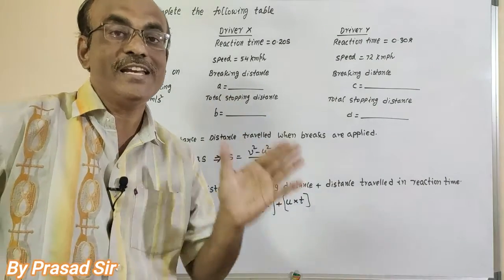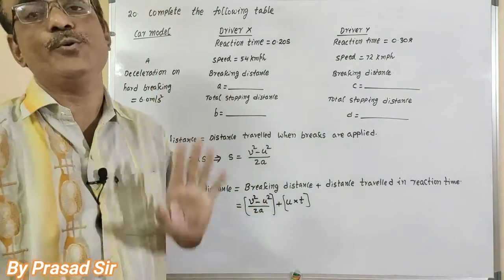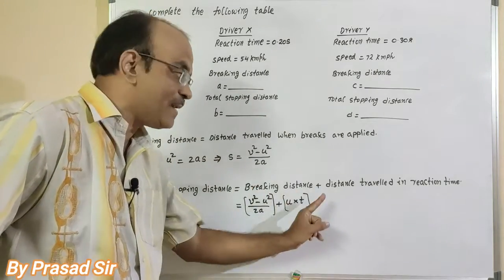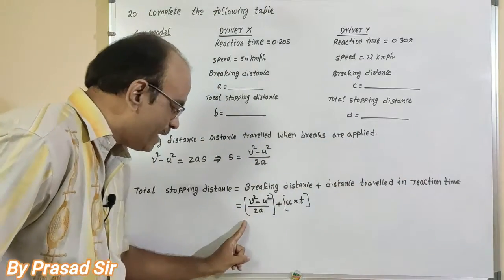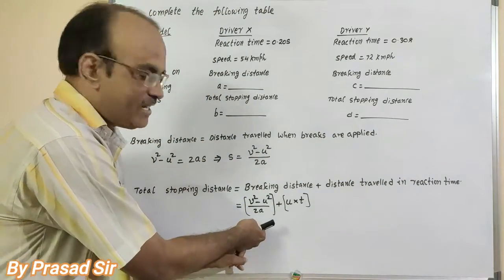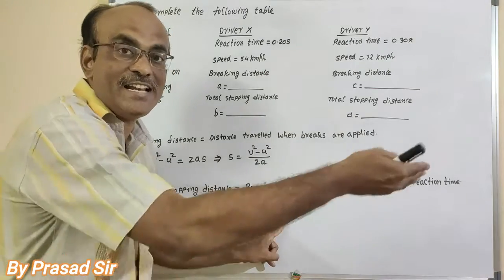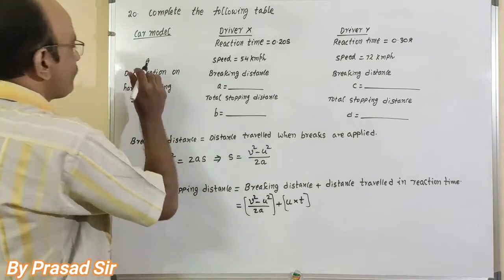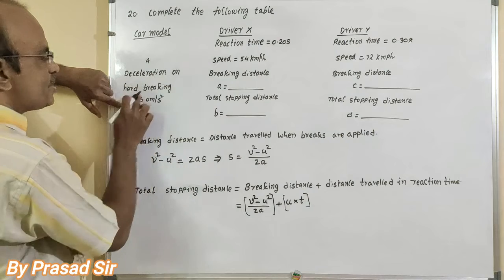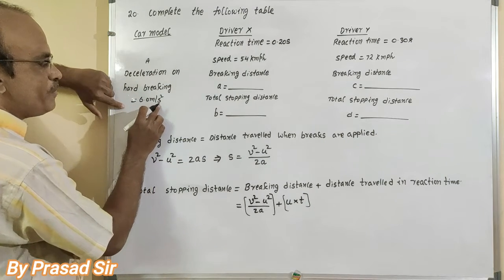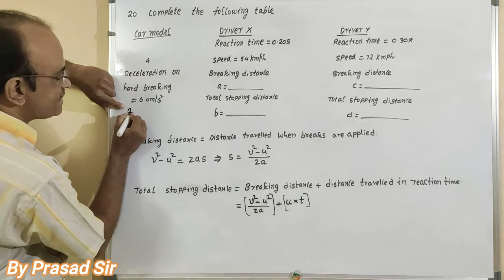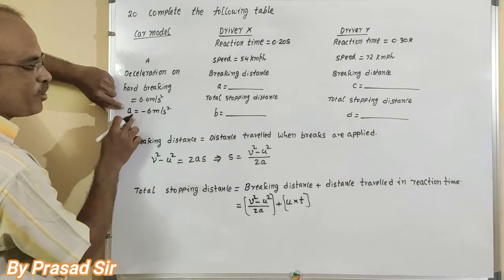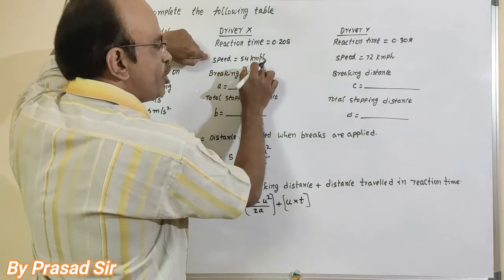We did the same in the 19th question, and we are doing it the same way here. So total stopping distance is equal to braking distance plus distance traveled in reaction time. Braking distance, whatever we get, we will write here, plus the distance traveled in reaction time, that is U into T. Now listen properly. First of all, deceleration on hard braking is 6.0 meters per second square, but if I take it as acceleration, that is minus 6 meters per second square. Deceleration is opposite to acceleration.